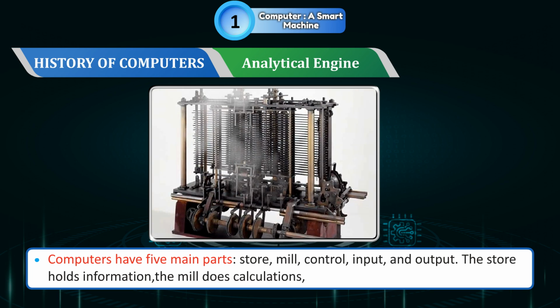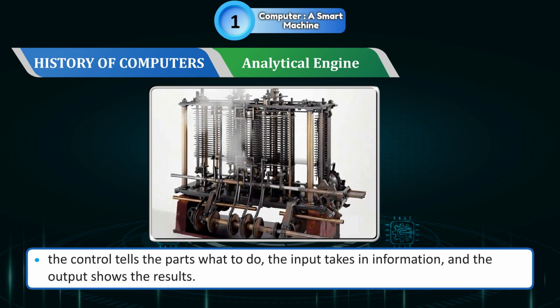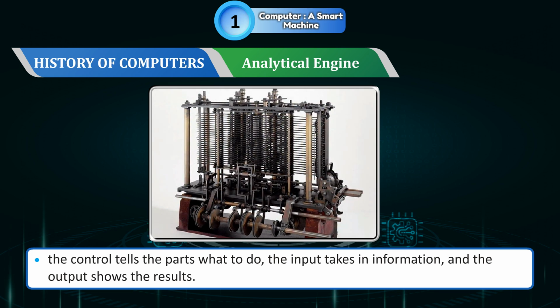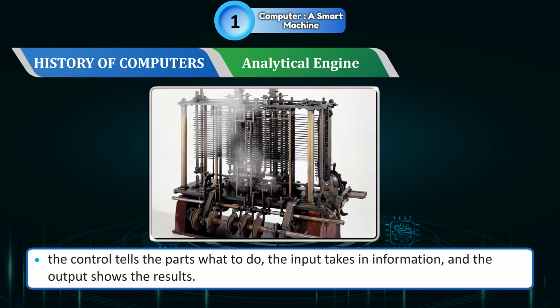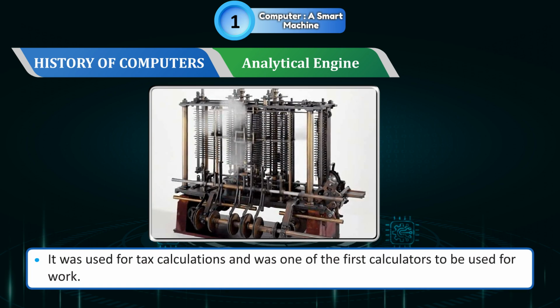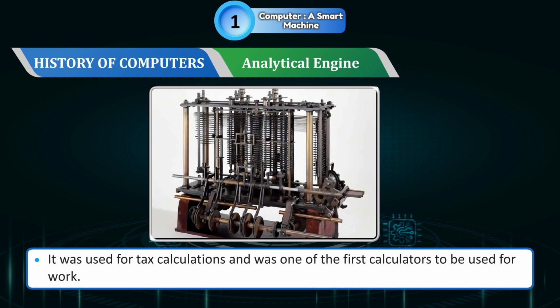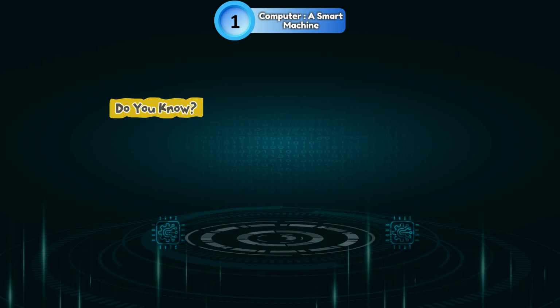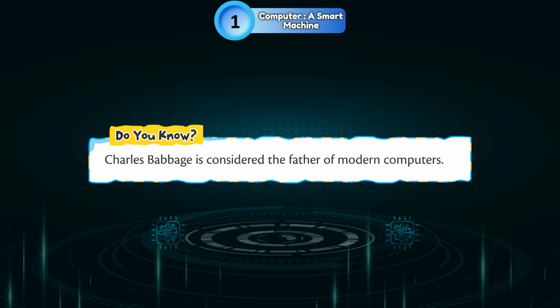The store holds information. The mill does calculations. The control tells the parts what to do. The input takes in information, and the output shows the results. It was used for tax calculations and was one of the first calculators to be used for work. Do you know? Charles Babbage is considered the father of modern computers.